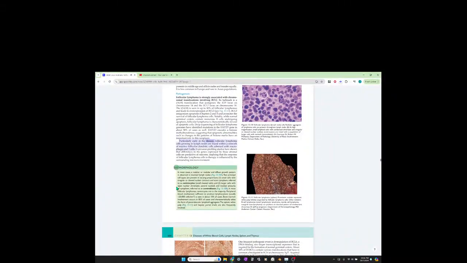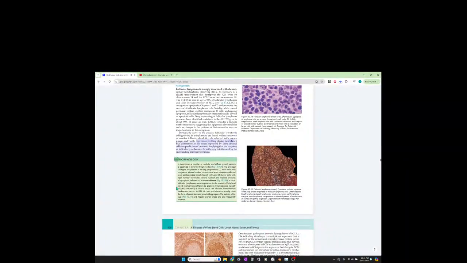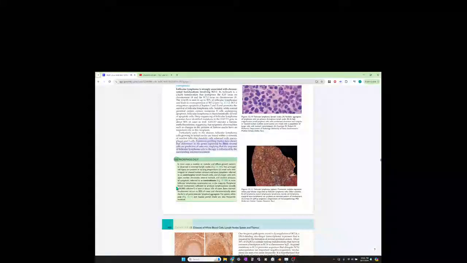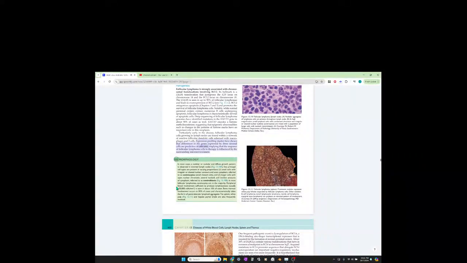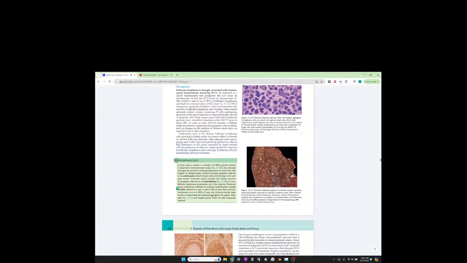Particularly early in the disease, follicular lymphoma cells growing in lymph nodes are found within a network of reactive follicular dendritic cells admixed with macrophages and T cells. Expression profiling studies have shown that differences in the genes expressed by these stromal cells are predictive of outcome, implying that the response of follicular lymphoma cells to therapy is influenced by the surrounding microenvironment.